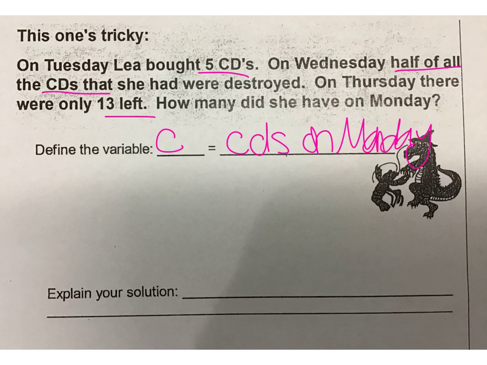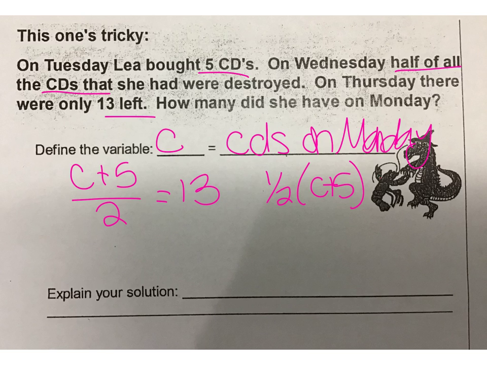So let's look at this. We have our total she had on Monday, and then she bought 5 more. So we have C plus her 5 more. But then half of them were destroyed. So we're going to divide it by 2 equals a total of 13 left. I would also be okay if you wrote your equation as 1/2 parentheses C plus 5 close parentheses equals 13, because you're still showing that it's losing half of them.